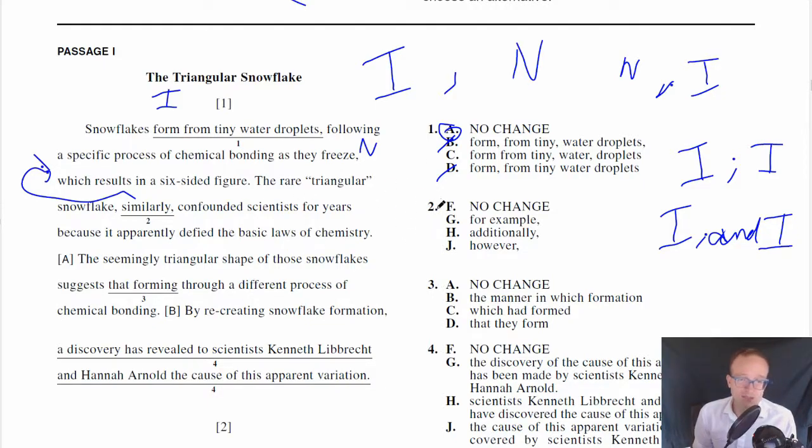Similarly, this is actually something that is dissimilar to the well-known process. The for example is, again, something that is dissimilar, so that doesn't work. Additionally, again, we have something that's dissimilar. However, is the only thing that highlights this tension.